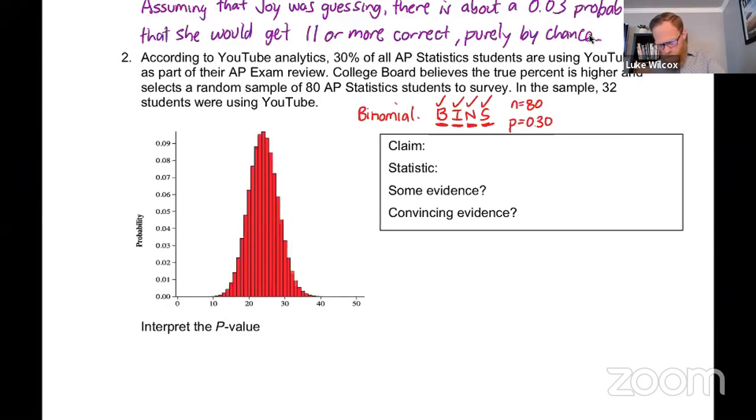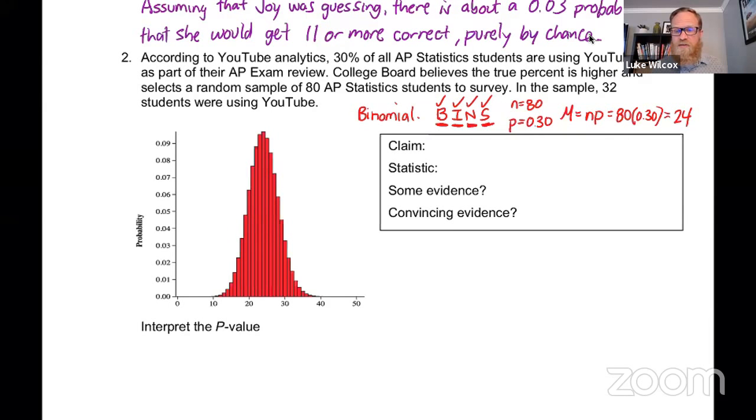Now, one thing that I hope you remember about binomial distributions is how to calculate the expected value, which is just n times p. So in this case, 80 times 0.30, which is telling us that we would expect out of the 80, about 24 would say that they use YouTube, right? So let's move into our next set of 4 questions here.